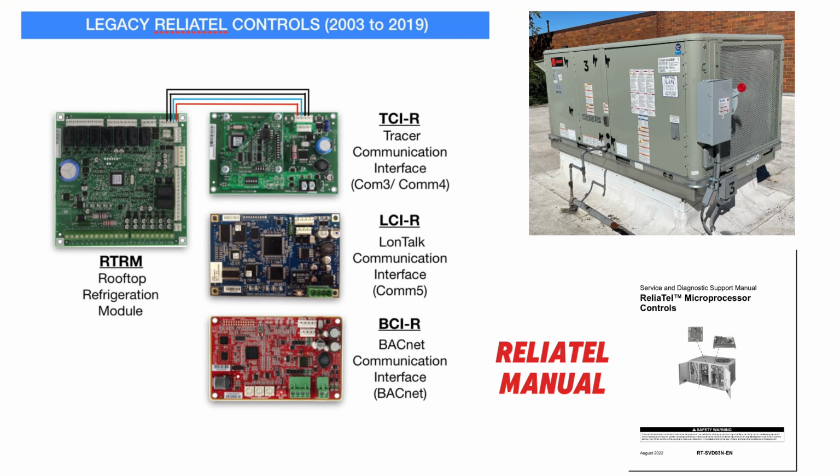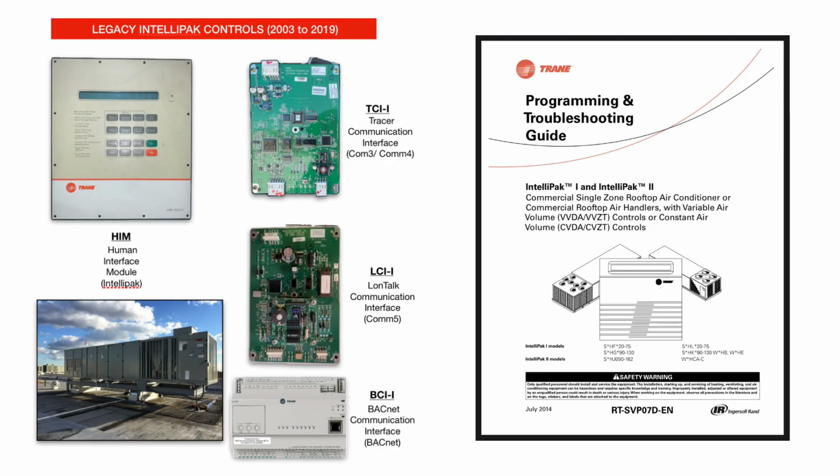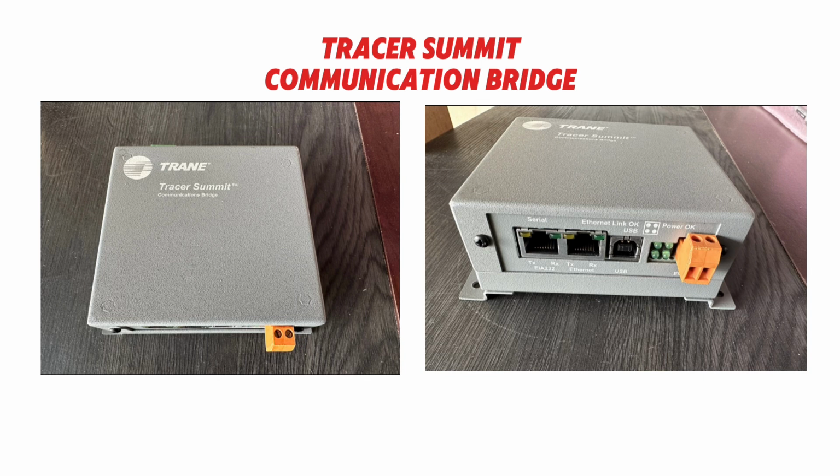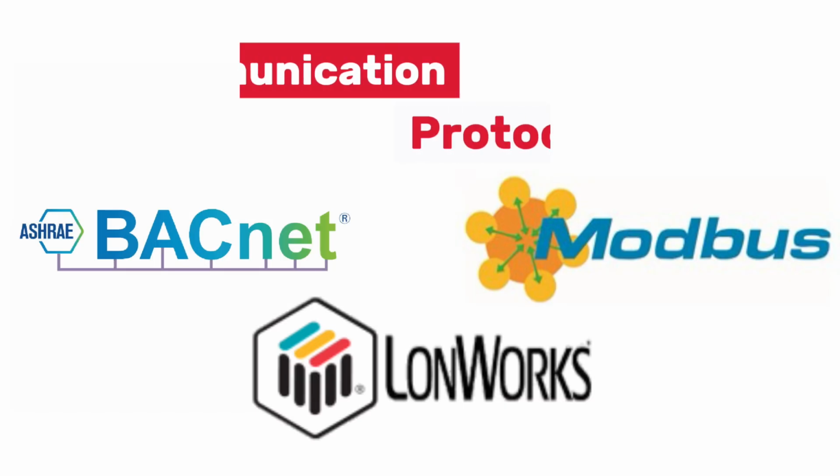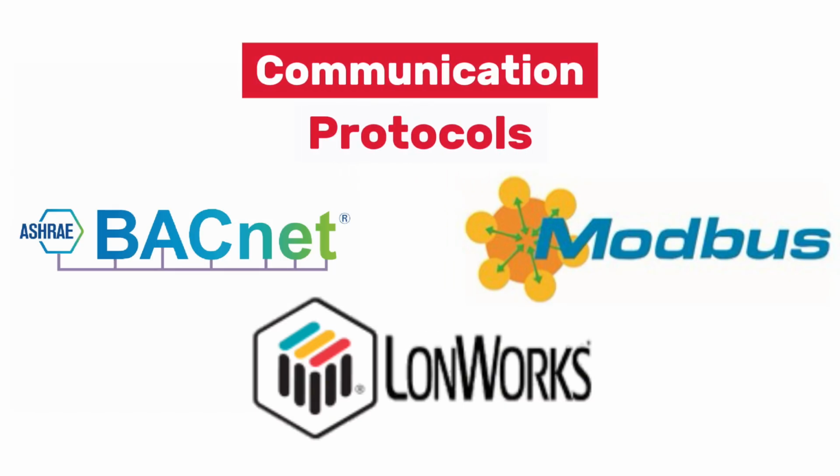This was the moment when Trane rooftop units began to bridge the gap between proprietary networks and open protocols. Even though ReliaTel offered the BCI-R board that spoke BACnet MSTP, Tracer100 itself could not directly communicate with MSTP networks. It could communicate with BACnet IP via Ethernet, but if you wanted to communicate with BACnet MSTP, you would need a BACnet IP gateway.